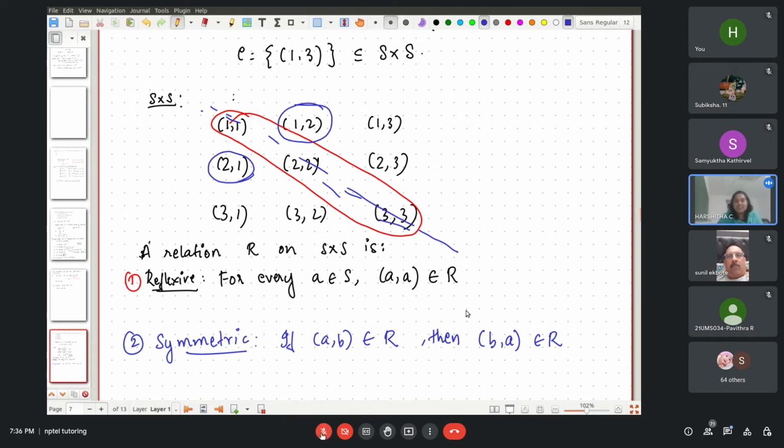So when we say symmetric, it means that, see, what are we saying? If 3 comma 1 belongs, then so should this element. So if you pictorially see it, it's kind of symmetric with respect to this diagonal line.